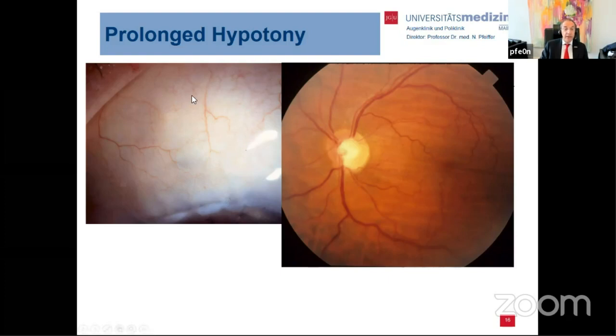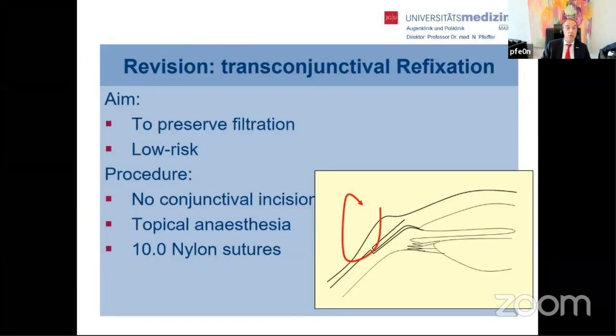Now with a filtration bleb like that, you are very hesitant to go back and do additional sutures to open up the conjunctiva because really the filtration bleb looks very nice. So I thought about what to do and I invented sutures that go through the bleb. And the next slide shows you just how to do that. So the aim is to preserve filtration, to have a very low risk procedure, and to avoid conjunctival incision.